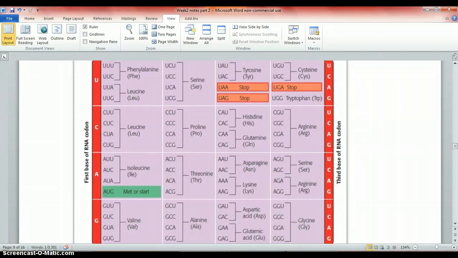Let me pause and yell at the minpin. Okay, hopefully my miniature pinscher will be quiet and we can continue.